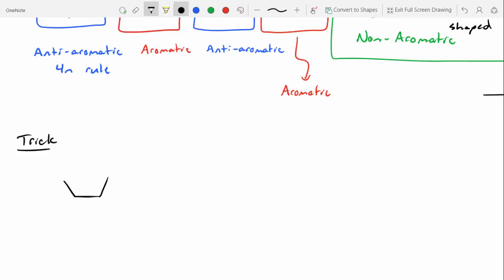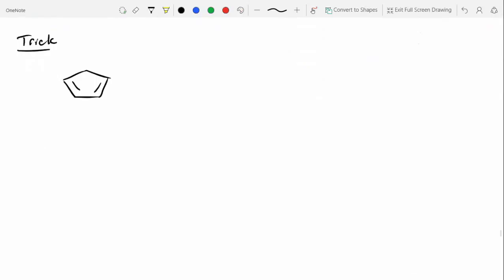What about this system? Cyclopentadiene, that was the one we saw for all of our Diels-Alder reactions. Is this aromatic? No, this is not aromatic. So it's anti or just non? Well, let's think about this. How many electrons are there in the ring system? 4. So our gut instinct would be to say this is anti-aromatic.